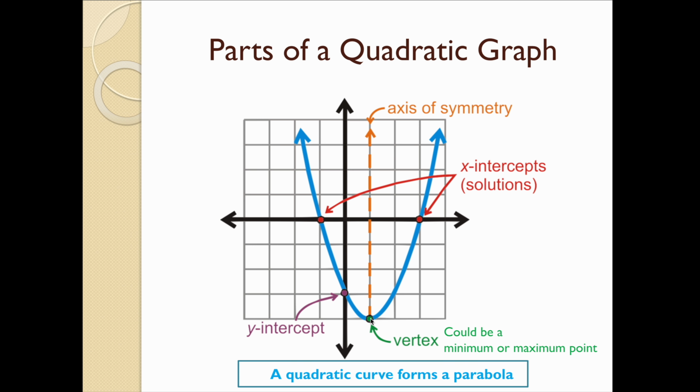For this one here, this is the vertex. The vertex could be either a minimum point or a maximum point. You'll see that in our next diagram. It is the point where the curve changes direction. As you can see, this one is going down, and this is the point where it flips. Alright, so that's the vertex.